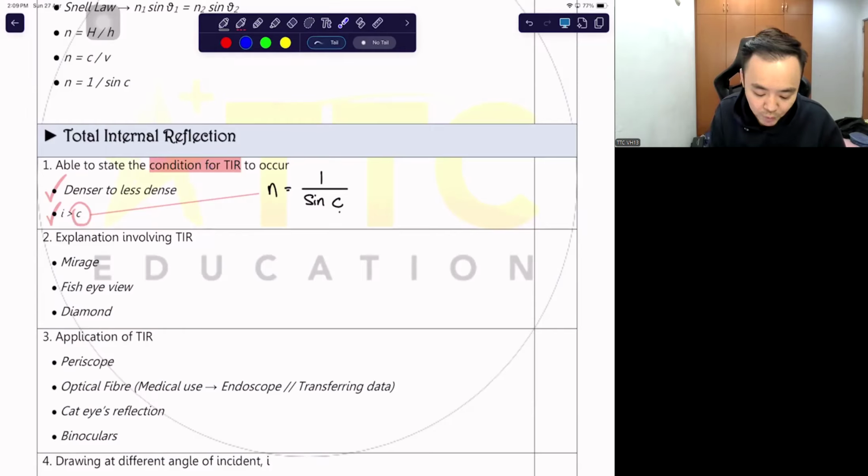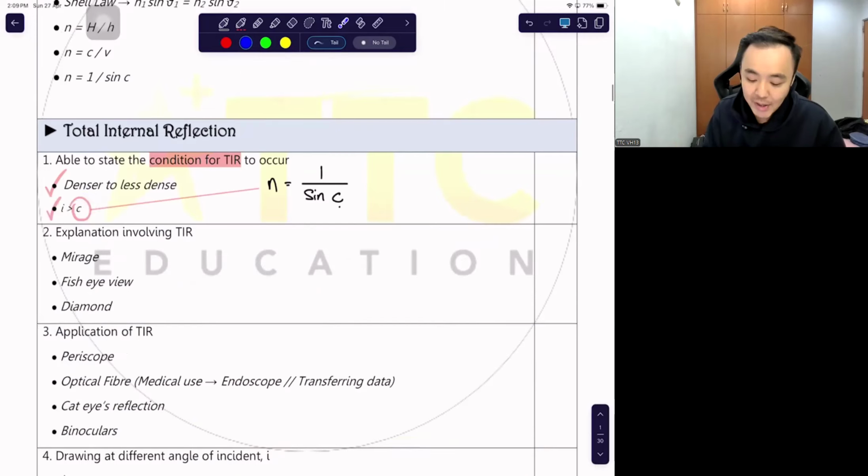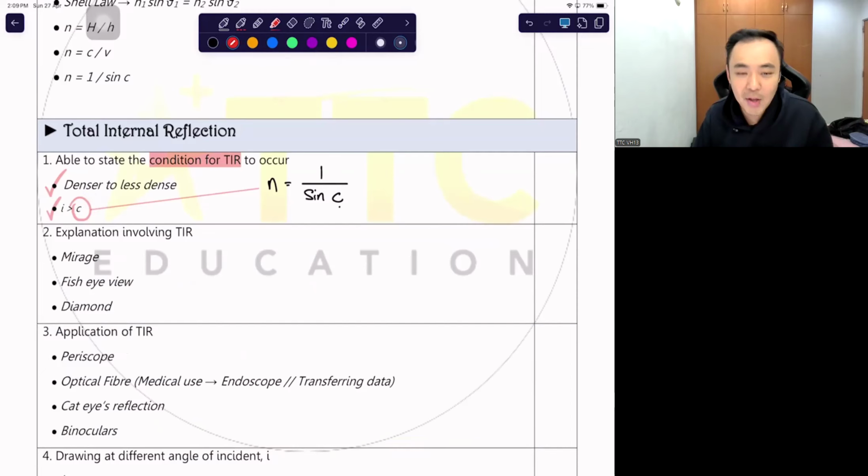If you are lesser, for example, the critical angle is 40, and then you only got 39, that means lesser, right? Lesser means you get refraction. So refraction is always happening. You can see denser to less dense, or less dense to denser, can bend away, can bend towards. If you go to denser, you bend towards the normal line. If you bend away, that means less dense. Okay? But you need to double confirm. Is it total internal? This one, double confirm. Get what I mean, right? Then all these explanations involving total internal: mirage, fish eye view, and then diamond, all kinds of things.